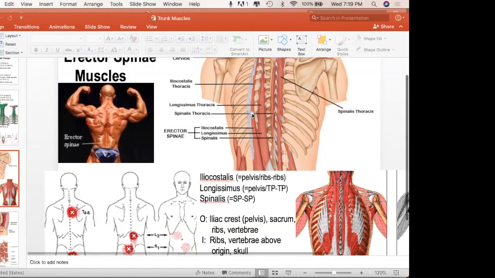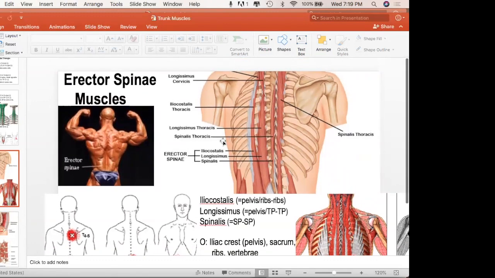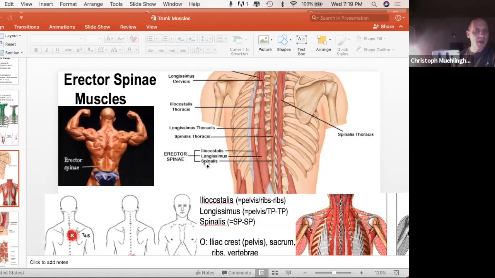For us, we don't need to worry about the details here, but I put them up. We are okay with calling it erector spinae, because except in further anatomy, nobody is going to worry about which detail one you're talking about. We're just talking about the whole superficial back muscles. Okay?